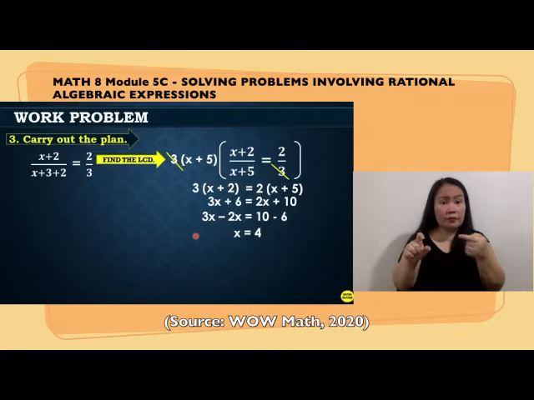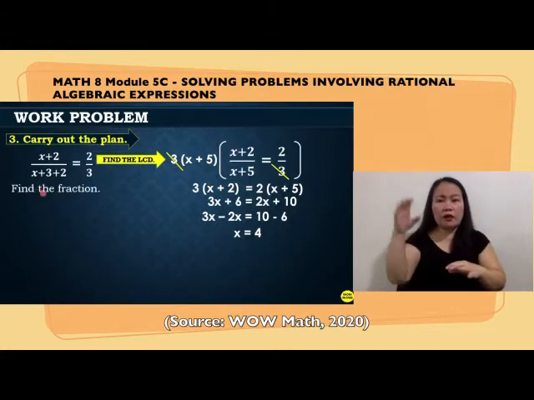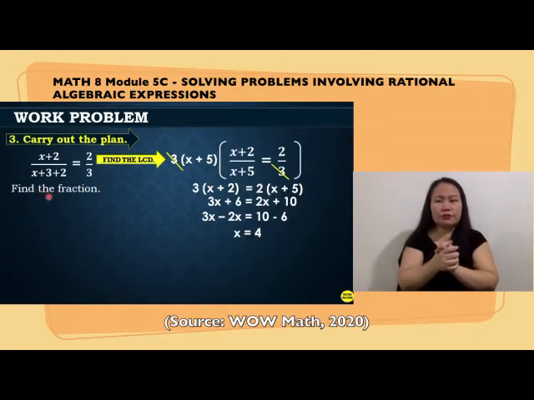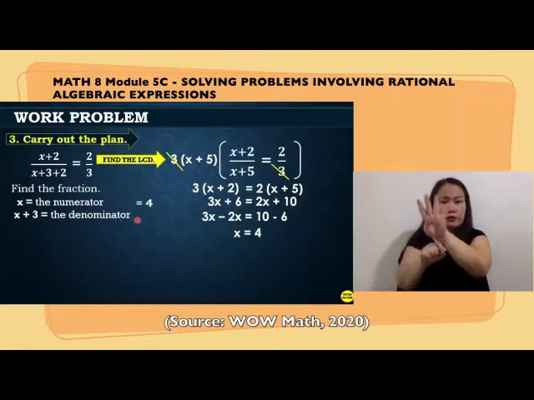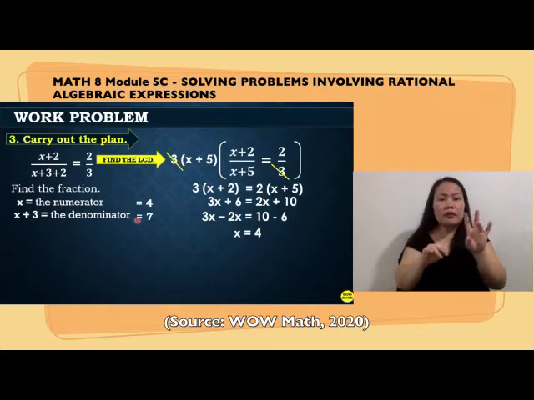Alright, let's go back to the question. Find the fraction. So, kanina, ang representation natin for our numerator is x. For the denominator, that is x plus 3. Kasi 3 more than the numerator daw. Tama? So, we will have now, our numerator is, since the value of x is 4, so the numerator is 4. And then, our denominator will become, since mas mataas siya ng 3, that will become 4 plus 3, that is 7.